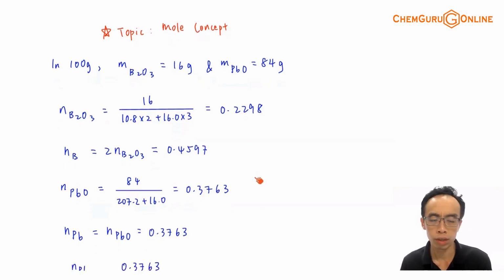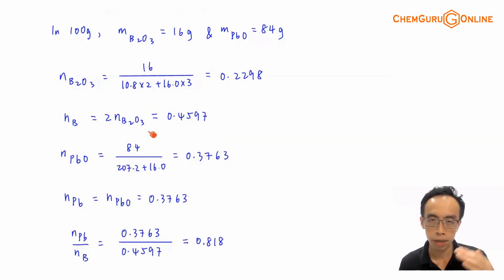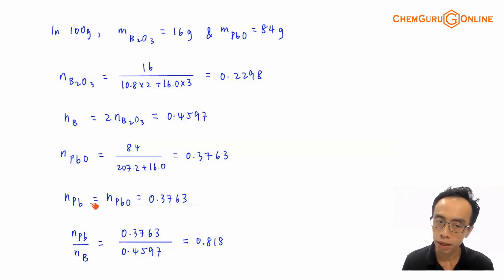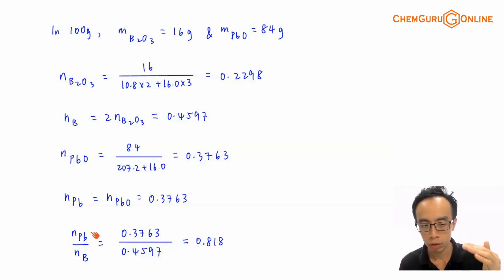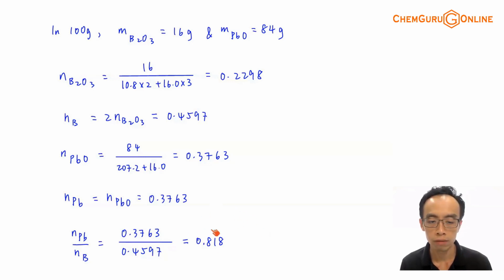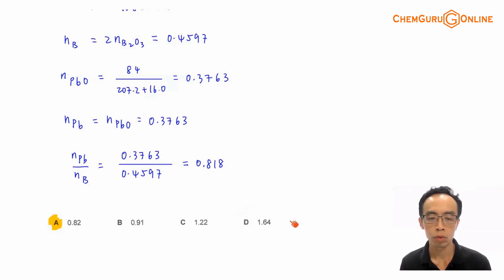So far so good. And we're going to do the same for lead oxide. Moles of lead oxide, mass divided by molar mass, will be 0.3763. Then in 1 lead oxide, there's only 1 lead. So moles of Pb is equal to 0.3763. So once we have the number of moles of Pb and the number of moles of B, I can find the mole ratio between them. The ratio of moles of Pb to moles of B is 0.3763 over 0.4597. I'll get this value, 0.818. So if you run through the options, the answer is to 2 decimal places. The correct answer in this case will be A, 0.82.